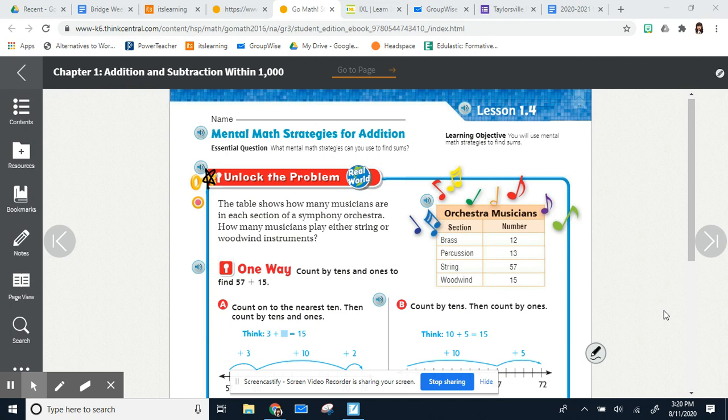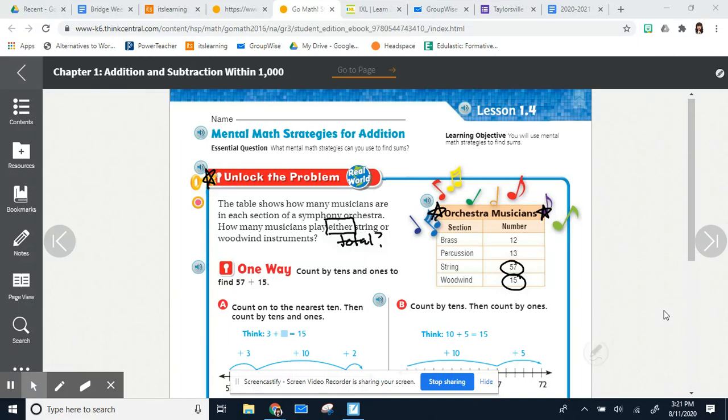The table shows how many musicians are in each section of a symphony orchestra. How many musicians play either string or woodwind instruments? Okay, so this is the table they're talking about right here. And we are just looking at string and woodwind instruments. That word either just means how many total musicians. So that's all it is. Just another word for saying how many altogether.